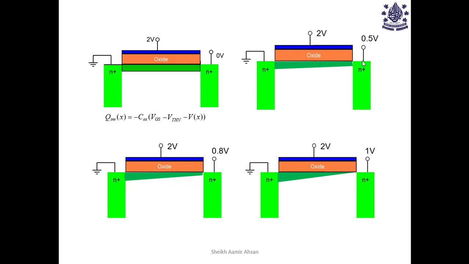In all these cases, notice that as we are applying a voltage at the drain terminal, nothing happens at the source, because the source voltage, the channel voltage, remains the same.